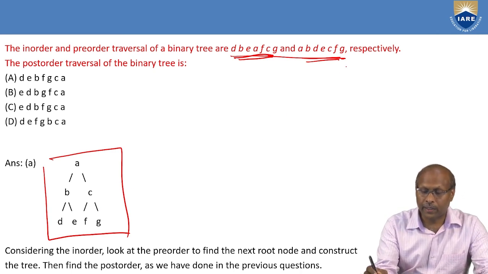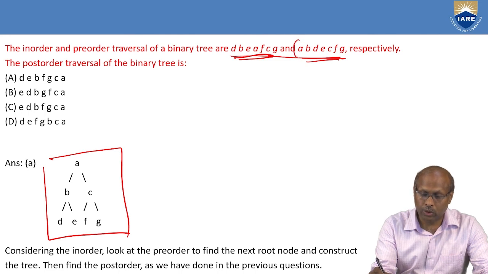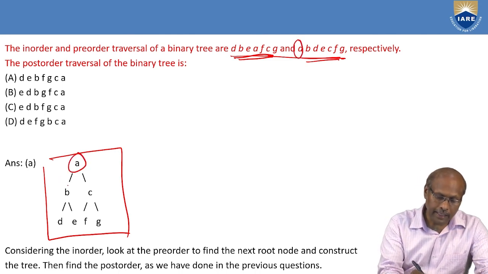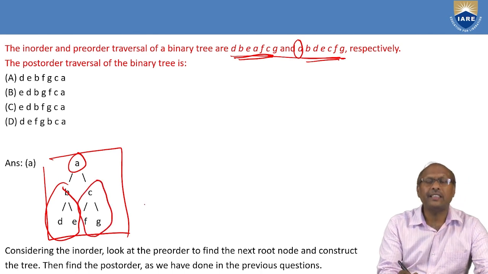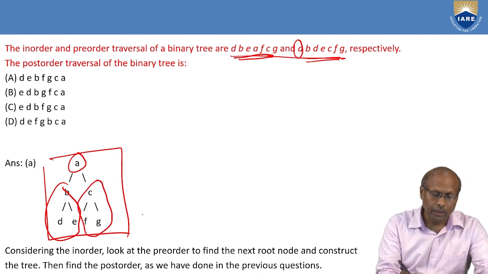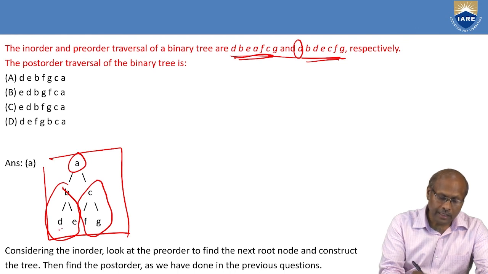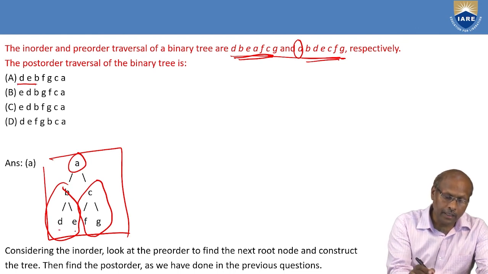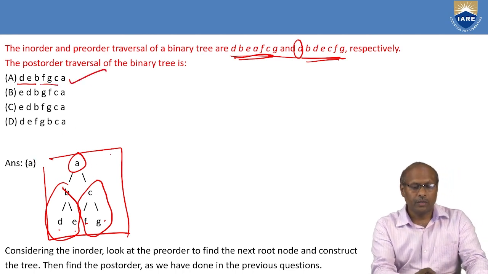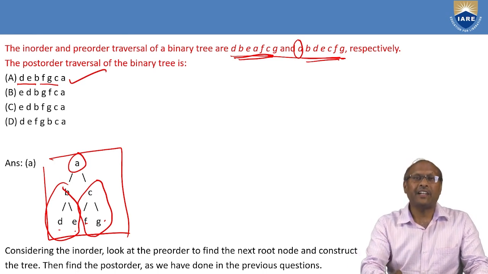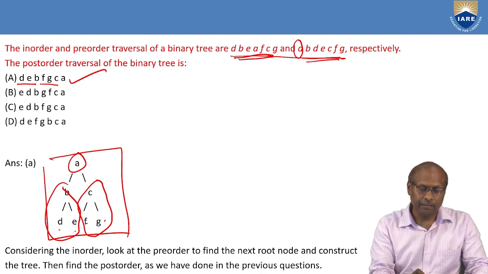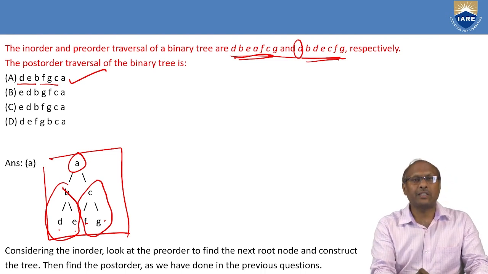From pre-order, the first one will always be the root. So, A will always be the root, and for the remaining you have to decide which is left and which is right. Once the tree is constructed, then you can get the post-order traversal. So, post-order says D E B, F G C and A. So, A is the correct answer. Most of the time they will ask for the post-order by taking the in-order and pre-order. So first I construct a tree, then after construction of the tree, you can answer it.